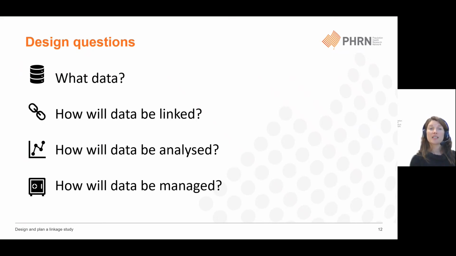And finally, how will the data be managed? Again, very important. That is, how will it be securely transferred and stored? Who will have access rights to the information? Details about the data retention and correct disposal of the data once the project is complete. All of that will need to be considered.